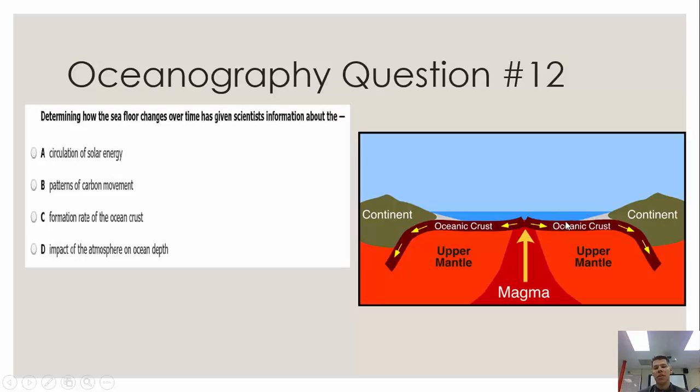When this basalt, this heavy ocean crust, hits the lighter continental crust, it gets subducted or taken under the continent and recycled, and it gets melted. And this goes on and on again, and this is new seafloor being created. Alright, so determining how the seafloor changes over time has given scientists information about the circulation of solar energy? No. Patterns of carbon movement? No. Formation rates of the ocean crust? Yes. The answer here is C, the formation rates of the ocean crust.